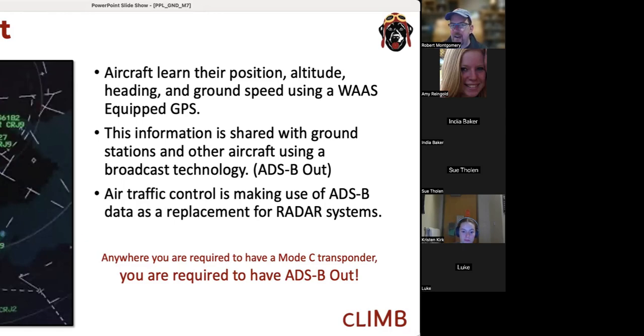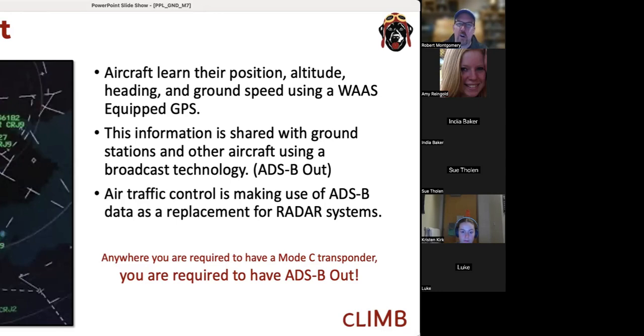We then have a data channel that we can use to broadcast that information to other users. Those other users can be other aircraft. They can also be air traffic control ground stations, right? And so what happens is now ATC can build a very accurate picture. It's actually more accurate than what radar tells you, right? Without the need to have expensive radar systems.